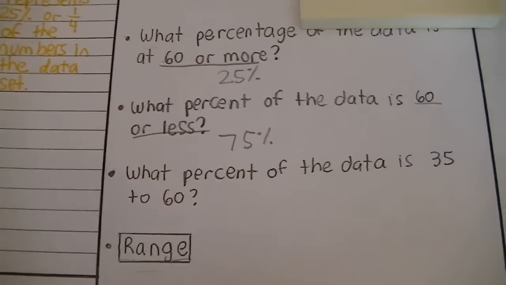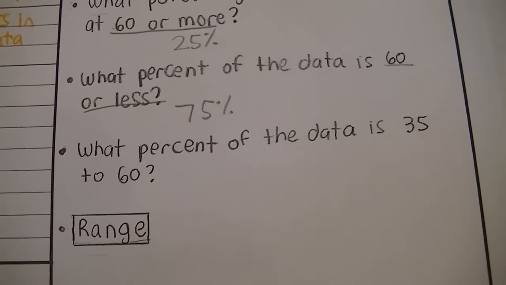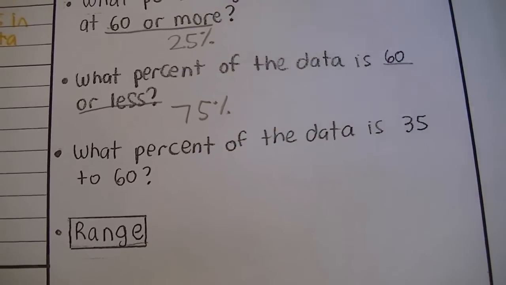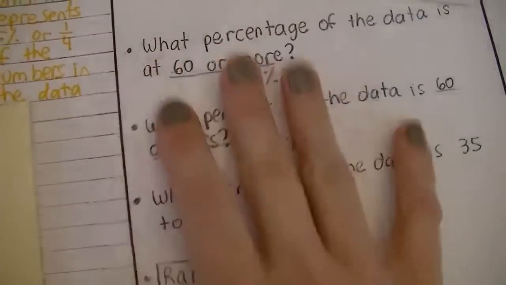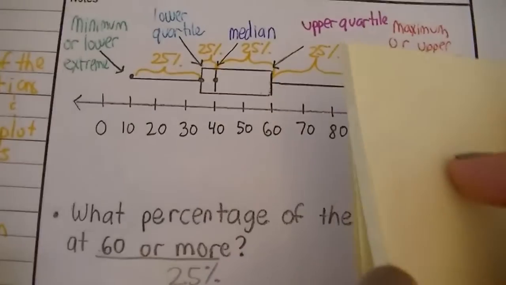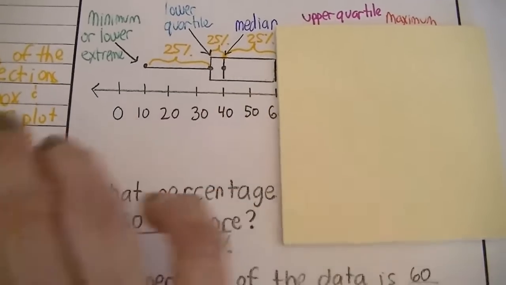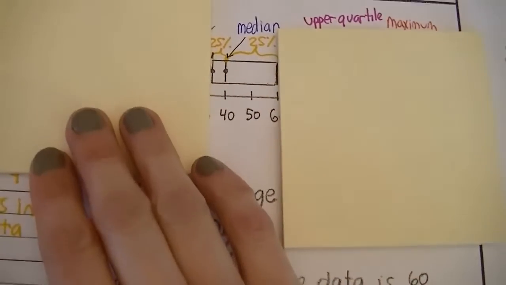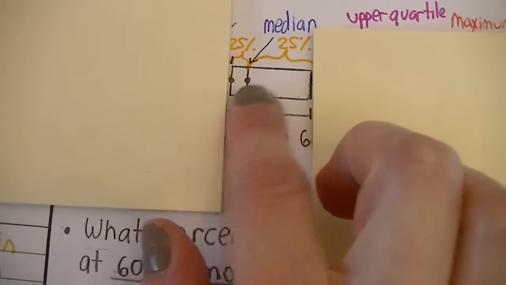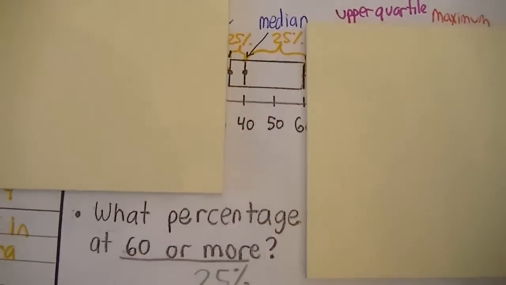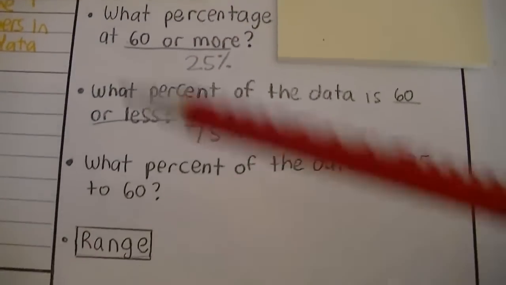Okay, now it says what percent of the data is 35 to 60. So if it helps, you can use something to cover your paper with. You got 60 and we're looking at 35 right there. Oh, so here's a section here that's 25%, 25%, 25 plus 25 is 50. This is 50% of the data.